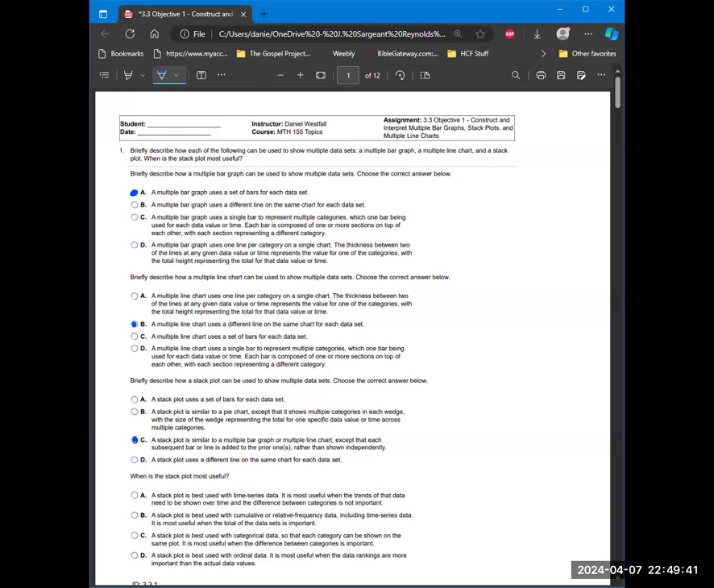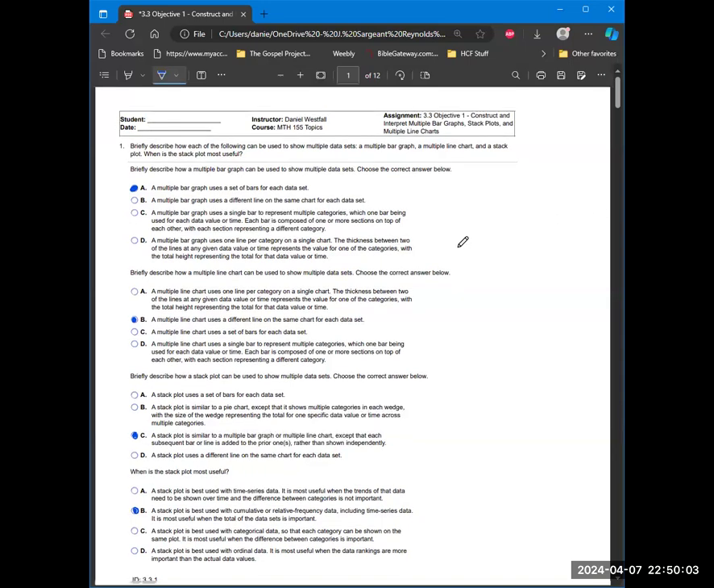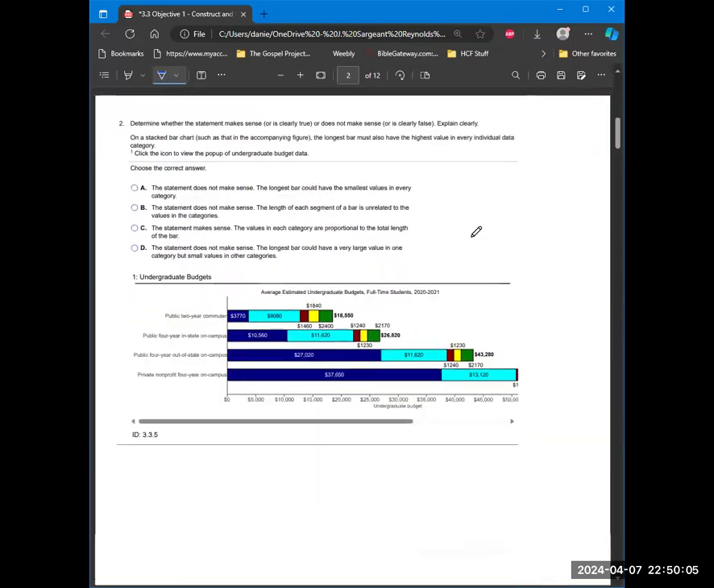And then when is the stack plot most useful? A stack plot is best used with cumulative or relative frequency data, including time series data. It is most useful when the total of the data sets is important. So that's B. Let's go ahead and look at our next question.